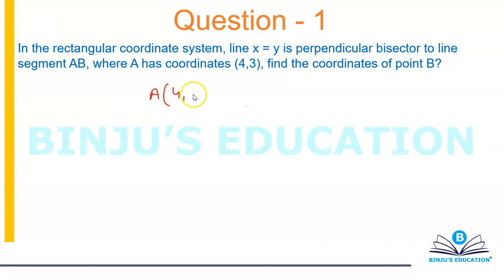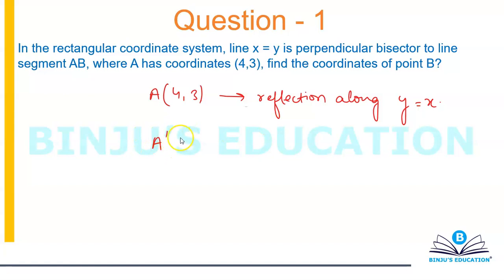Which has some coordinates 4, 3, and you want to take its reflection along y is equal to x. So what did I tell you regarding y is equal to x? Simply interchange the coordinates. So the reflection will simply become 3, 4. 4, 3 will simply become 3, 4, and that's it. Nothing else is required.